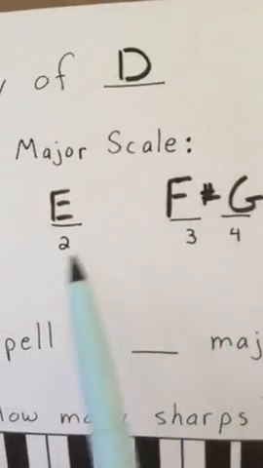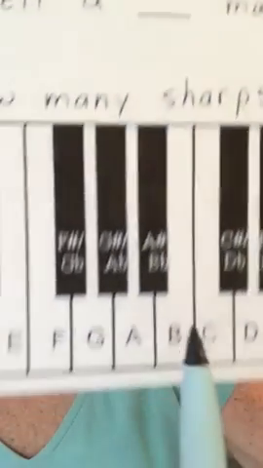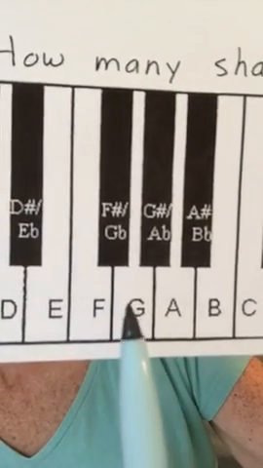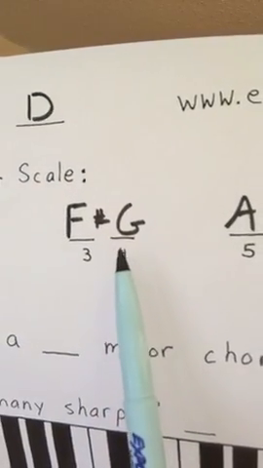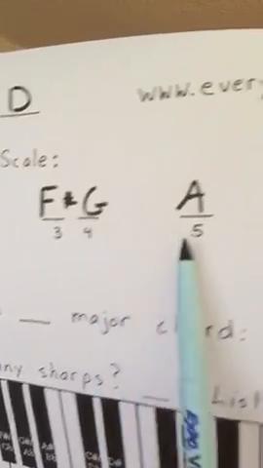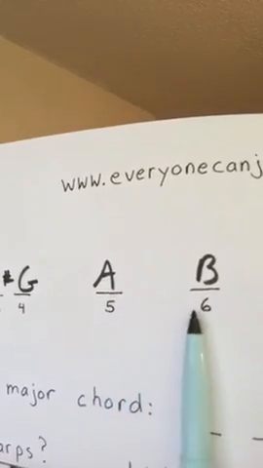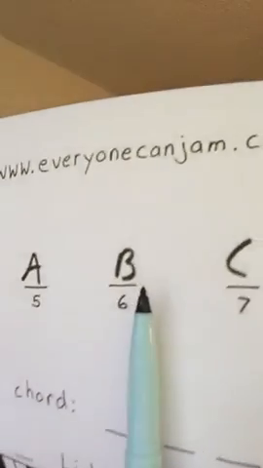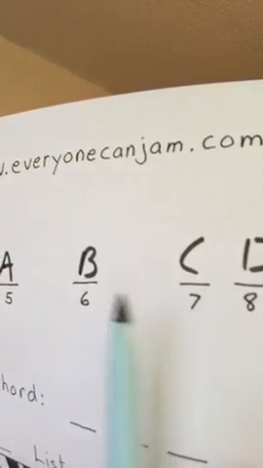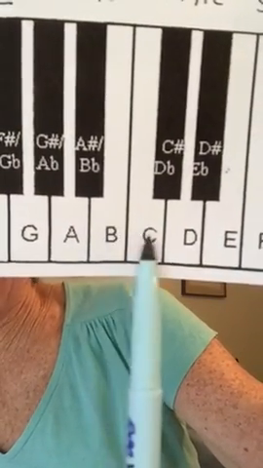So if this is an F sharp, that means there's a whole step from our second note to our third note. And F sharp to G is a half step. So now we have a half step where it belongs, between the third and fourth note. Our fourth to fifth note is supposed to be a whole step. G to A is a whole step. Our fifth to sixth note is supposed to be a whole step. A to B is a whole step. And 6 to 7 is supposed to be a whole step, but look down here. B to C is a half step.